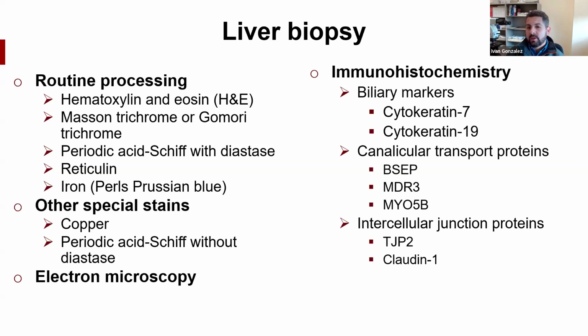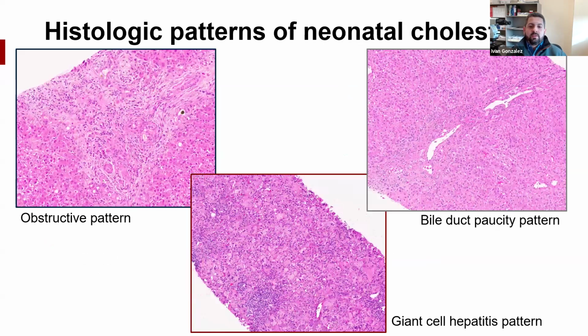Immunohistochemistry, you can do biliary markers like CK7, CK19, lipid transport proteins like BSEP, MDR3, and intercellular junction proteins, and those will be useful in the workup of some of the differential diagnoses. So you got your biopsies, and you basically have three patterns. You can have an obstructive pattern, a giant cell hepatitis pattern, and a bile duct paucity pattern. So we'll talk about each one in a little more detail, how to diagnose those and the differential diagnosis for each pattern.